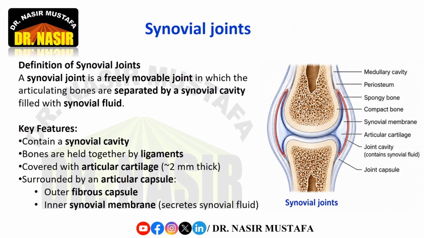A synovial joint is a freely movable joint in which the articulating bones are separated by a synovial cavity containing synovial fluid. Key features include a synovial cavity, which reduces friction and allows smooth movement. Bones held together by ligaments to provide stability. Articular cartilage, about 2 millimeters thick, covers the ends of bones to cushion and protect them. An articular capsule surrounding the joint, made of an outer fibrous capsule and an inner synovial membrane, which secretes synovial fluid.